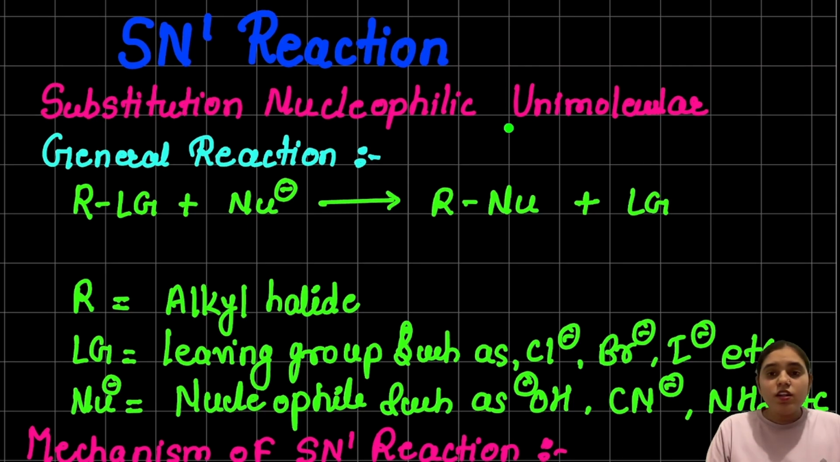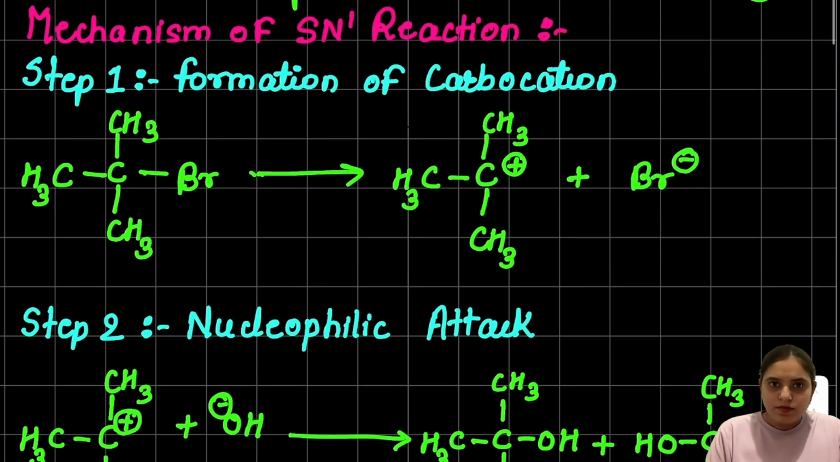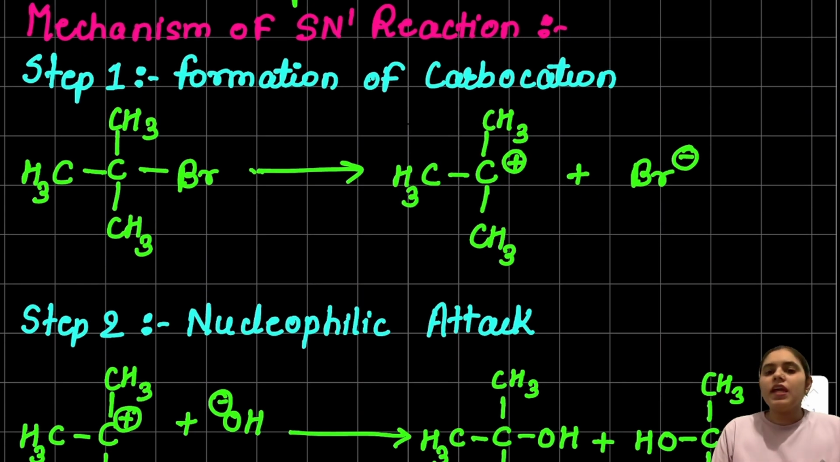The word unimolecular means that the rate determining step depends only on the concentration of the alkyl halide, not on the nucleophile. Now let's see how the SN1 reaction takes place step by step. This is the mechanism of the SN1 reaction, which occurs in two steps. The first step is the slowest step of this reaction.